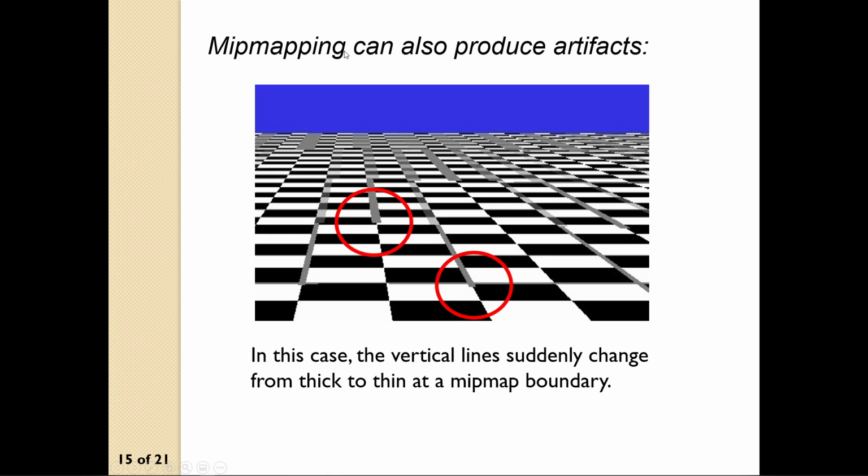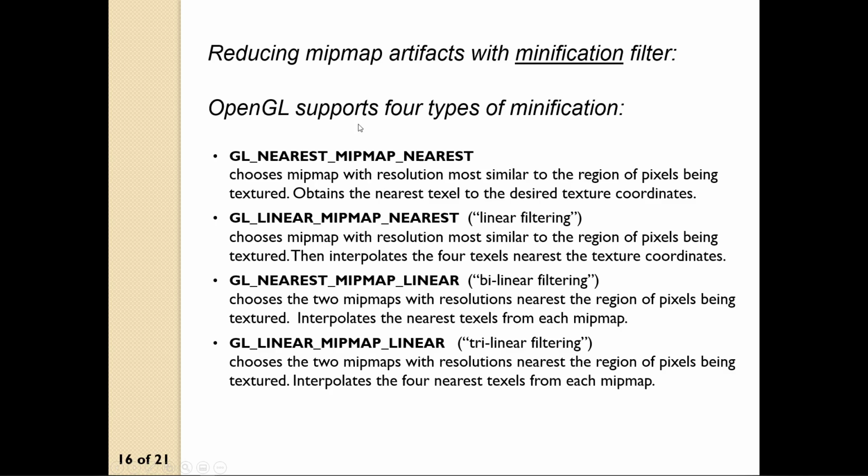It's not necessarily 100%. It can sometimes produce artifacts. These vertical lines suddenly change from thick to thin at the mipmap boundaries if it's not careful, right? Because it's right at the edge of one mipmap and the other. So you can wind up with odd situations if you're not careful. You can use different types of filtering of the mipmaps so that you wind up with smoother transitions between them.